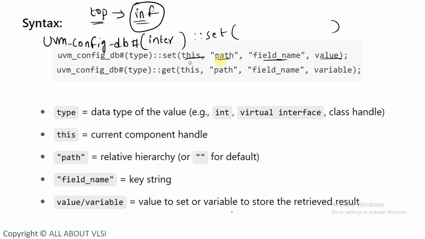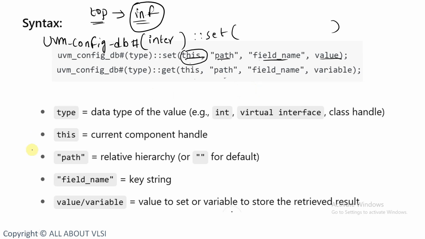The set method has this, path, field name, value. The get method also has this, path, field name, and variable. So let us see what this is. Basically, this refers to the current component handle, the current entry point at the database, like which component is accessing the database, in which hierarchy, which component in the hierarchy is accessing the database.